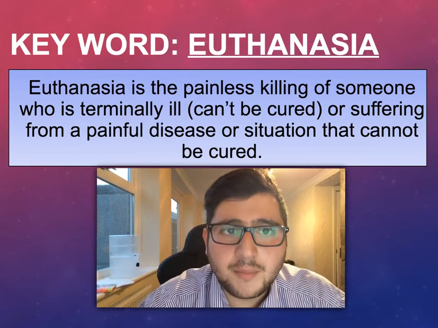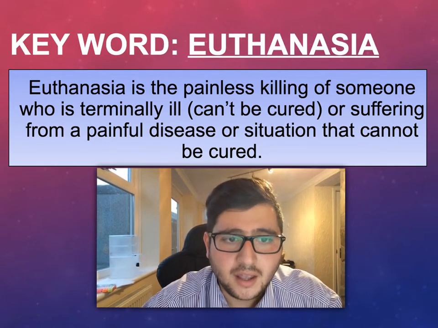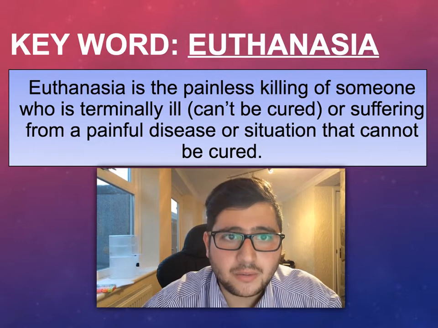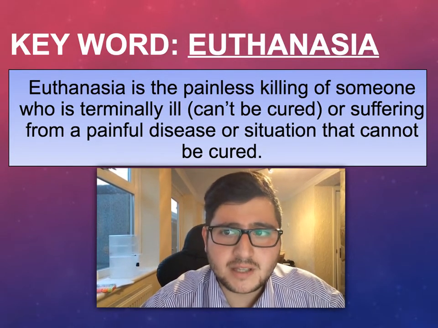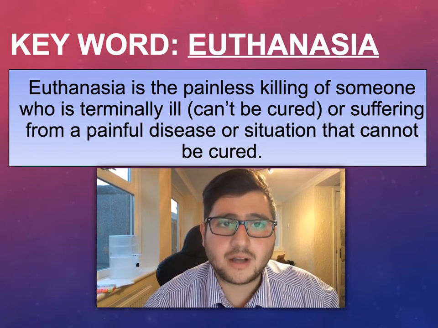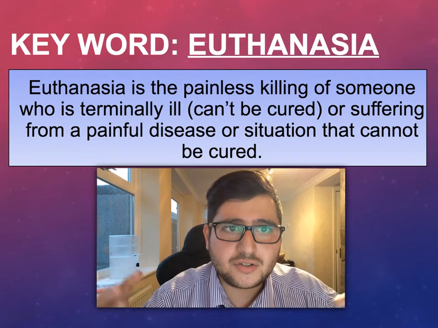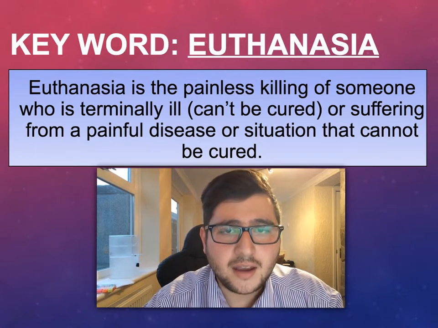So the first term is euthanasia. Now this refers to helping someone to die when they are terminally ill, and the word terminally means it cannot be cured. Now they could be suffering from painful disease, or there might have been a situation that they cannot recover from. Now this is just a general key term, and the next part of the video will be looking at different types of euthanasia and helping people to die.